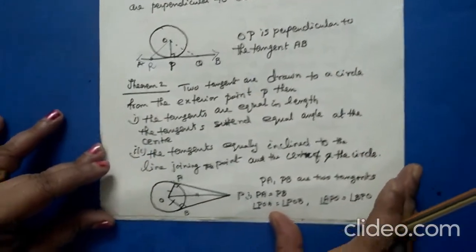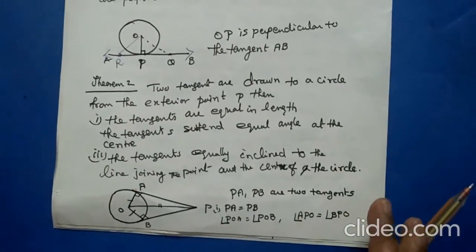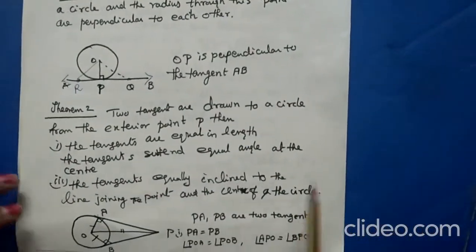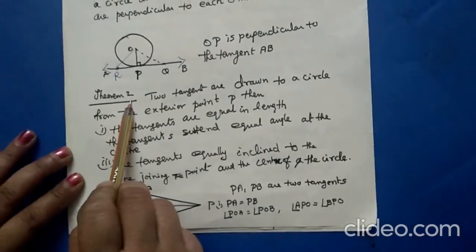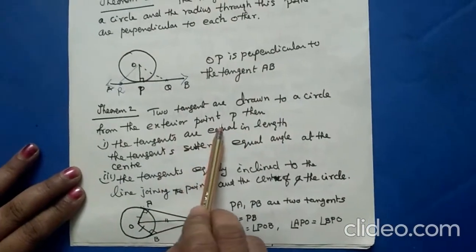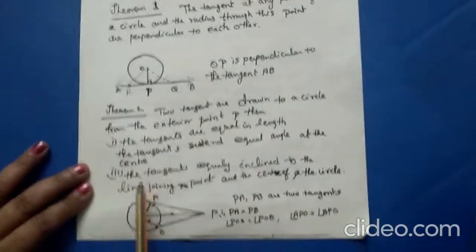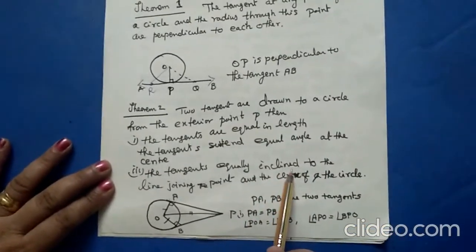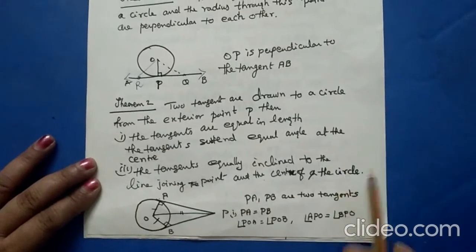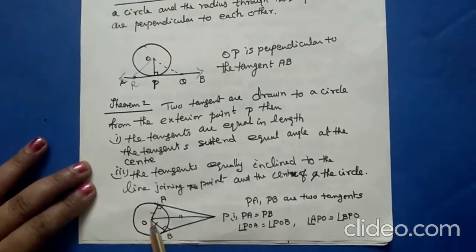Theorem number 2. Actually, this is the corollary given. What is the meaning of corollary? Under the theorem, some points you are learning, properties. That is called the corollary, but I am writing it as theorem number 2. The two tangents are drawn to the circle from the exterior point P. Then the tangents are equal in length and the tangents are equally inclined to the line joining the point to the center of the circle. Now see, PA and PB are the tangents, O is the center.